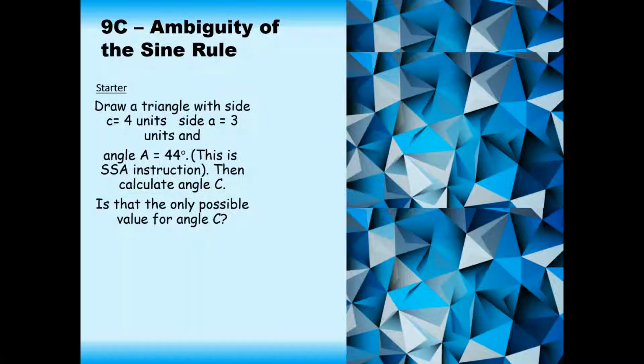In this video, we'll be discussing the ambiguity of the sine rule. For starters, I always ask my students to go through this exercise and draw themselves a triangle. This question is asking us to draw a triangle with side length 4 and another side of 3 and angle of 44. I've labeled the sides there for you, and I told you the angle A, capital A, is 44.